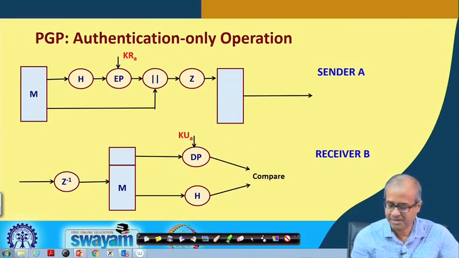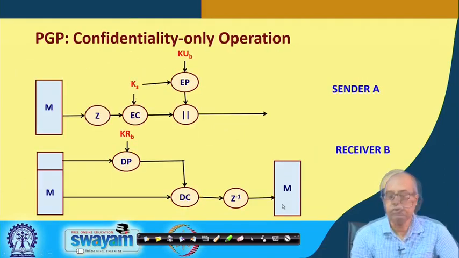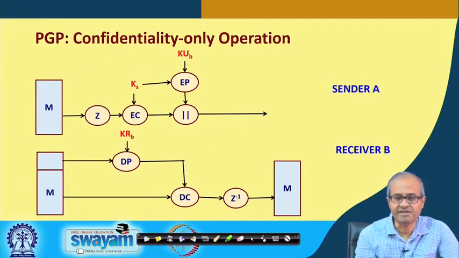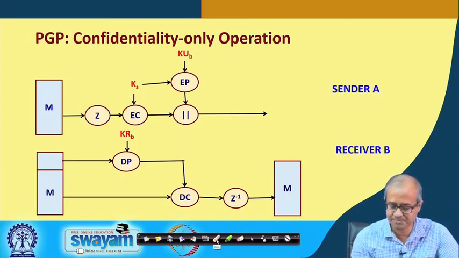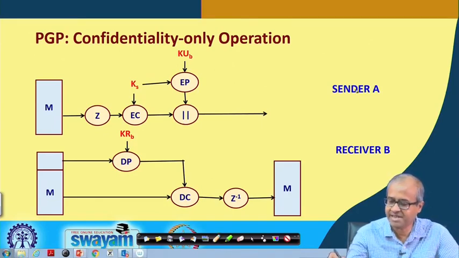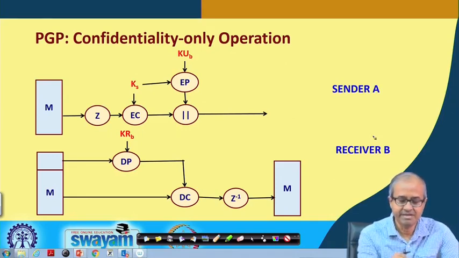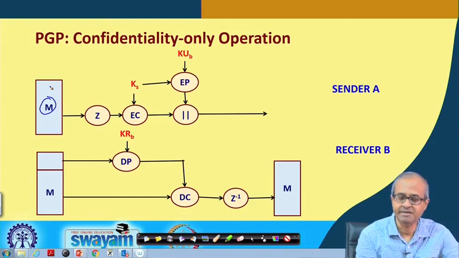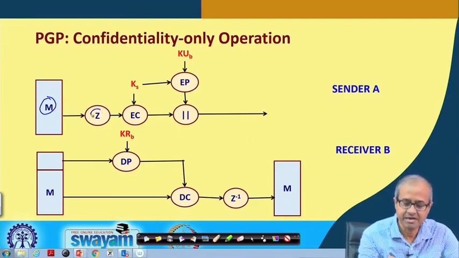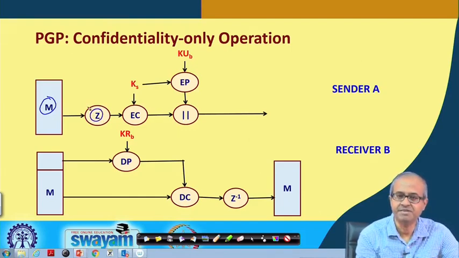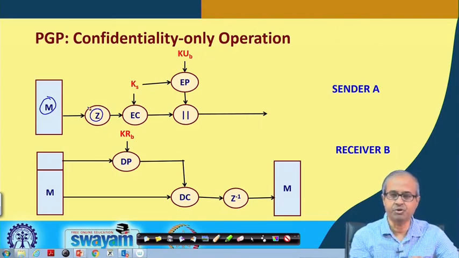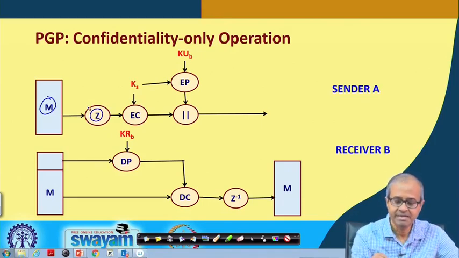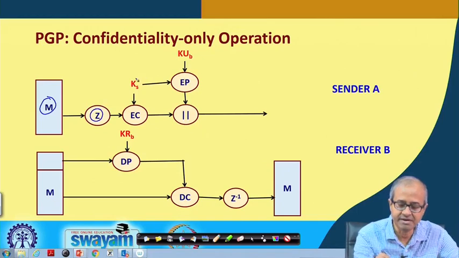Okay? And the other thing is confidentiality. Suppose I want only confidentiality, I want no one can read my message. How can I do this? So, here again there is a sender A and a receiver B. Sender wants to send a message. Now, in PGP, first a compression is done, zip, that is how PGP works.